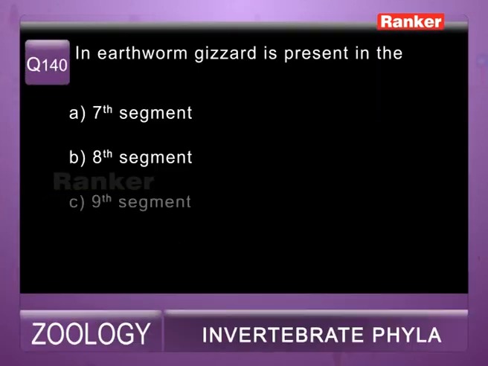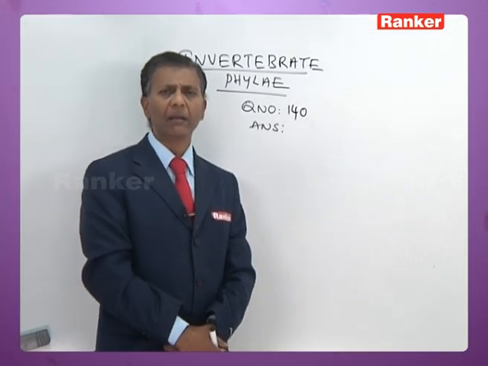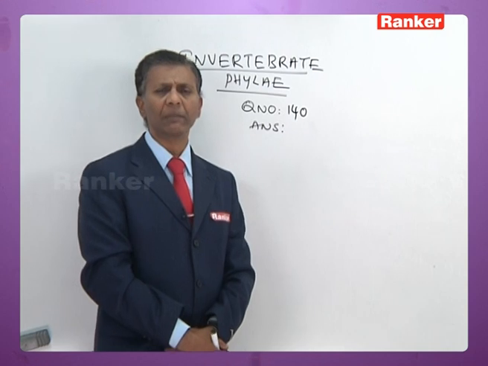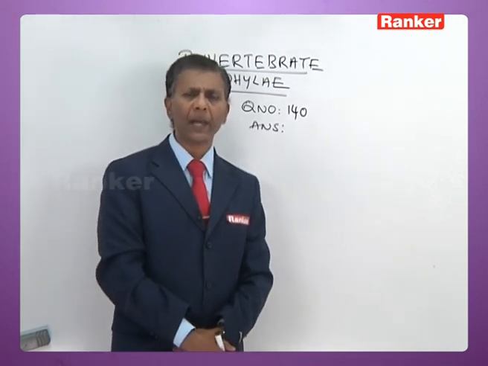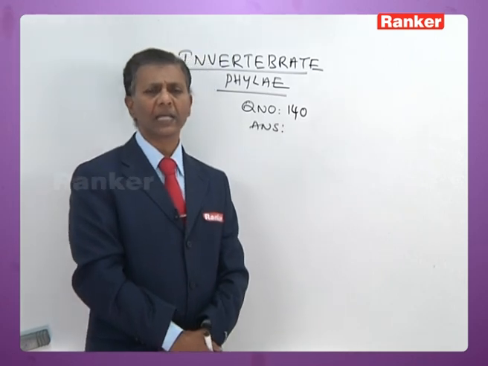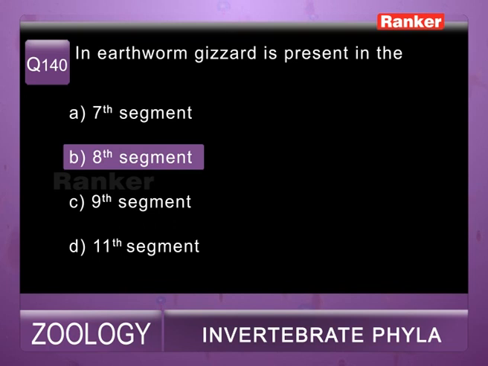Now question number 140: in earthworm gizzard is present in A, 7 segment, B, 8 segment, C, 9 segment, D, 11 segment. Gizzard or grinding mill lies in 8th segment. It is made up of only circular muscles, does not have longitudinal muscles. Internally it is lined by cuticle, acts as a grinding mill. So 140th question, correct answer is B.